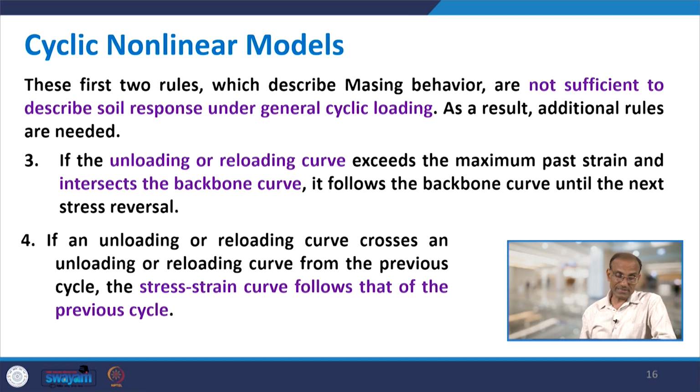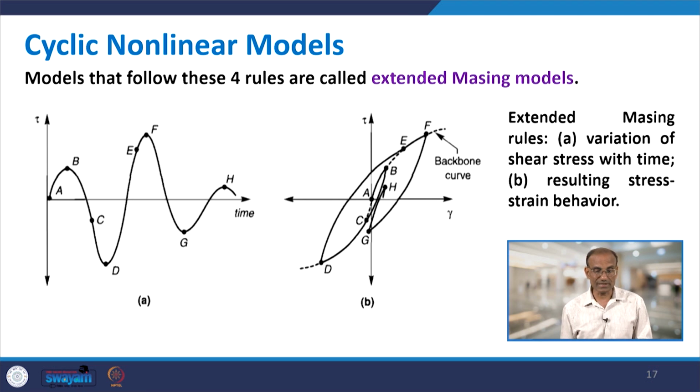The last rule says, if an unloading or reloading curve crosses an unloading or reloading curve from the previous cycle, the stress strain curve follows that of the previous cycle. So, if it intersects a curve which is coming from the previous cycle, then again it needs to change its path. So, we will explain all these 4 rules using an example.